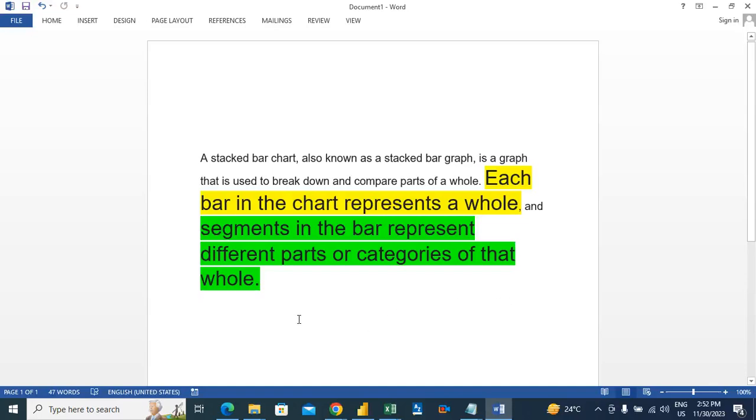Hello friends, in today's video I'll be sharing an explanation about what a stacked bar chart is and why it is used.